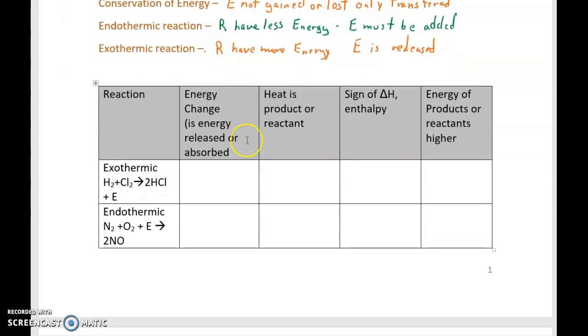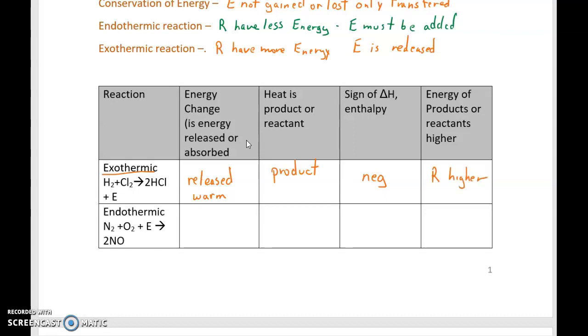So here we have our summary slide. A little bit of summary here. If we have an exothermic reaction, energy is released, feels warm. Heat is considered a product. The reaction makes heat, just in the same way that it makes any other product. The sign of the delta H is negative, and the energy of the reactants is higher.